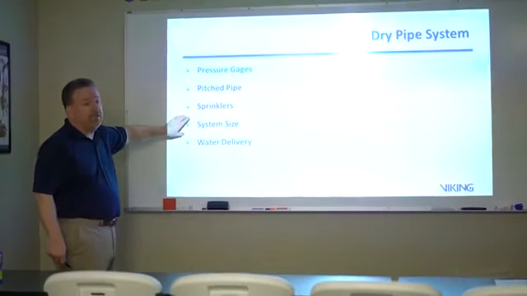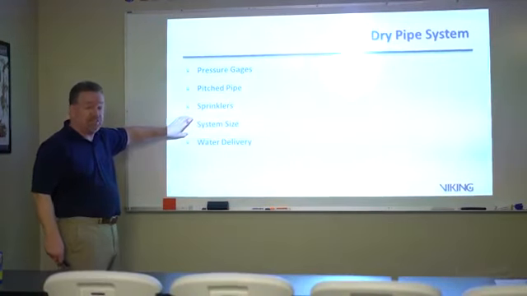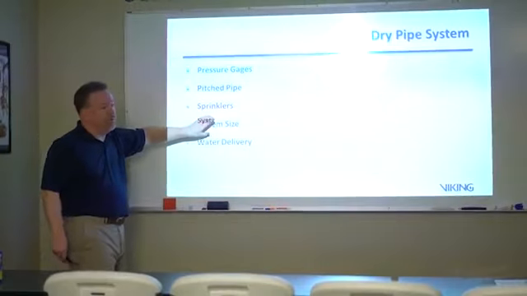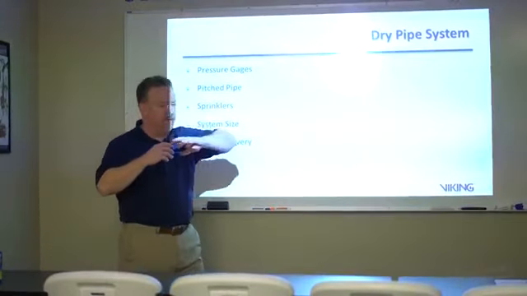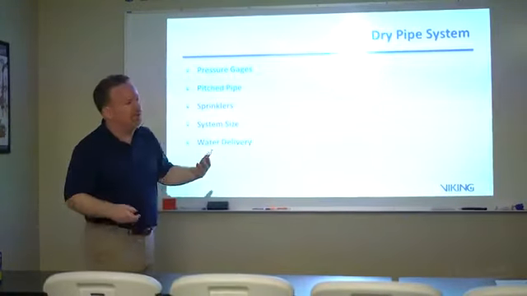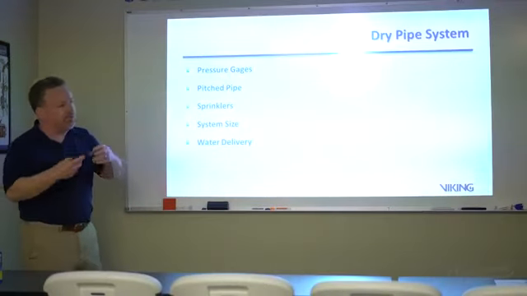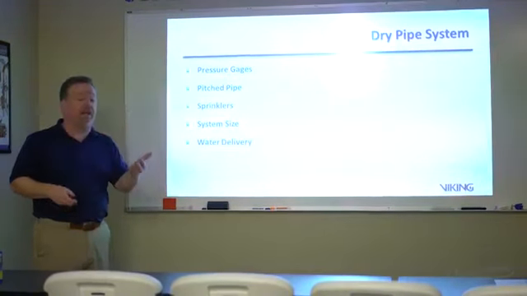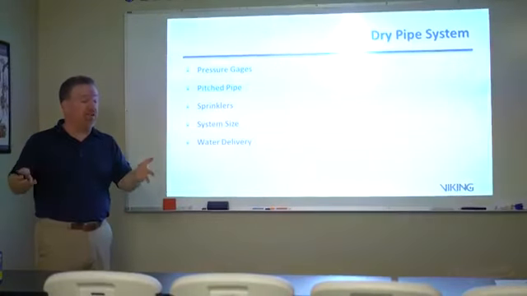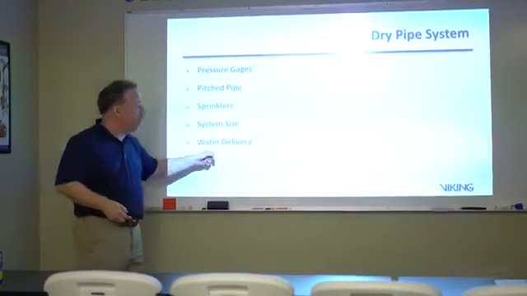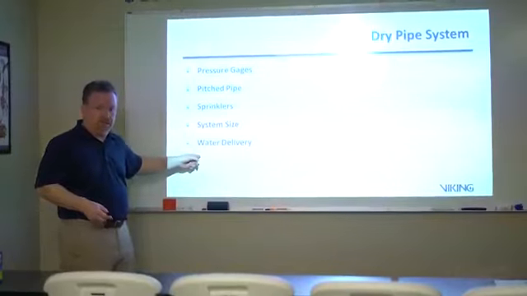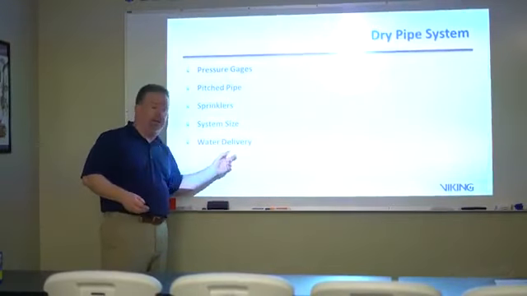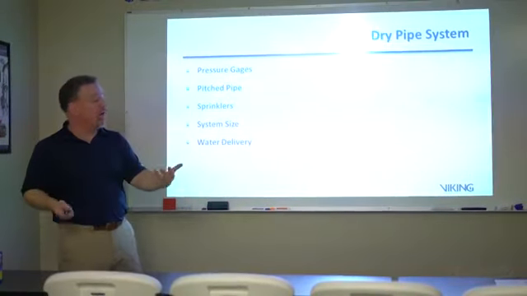These tend to be limited by system size, and what we mean by that is not necessarily the area that it covers, but the capacity of the piping within it. 500 gallons total capacity or 750, and it's all based on water delivery. So water delivery becomes a big issue. Remember, there's no water in the pipe.